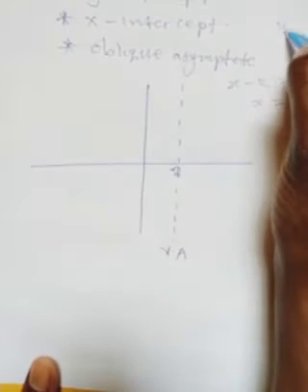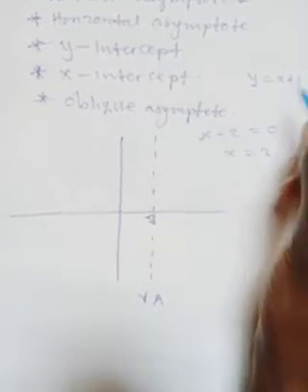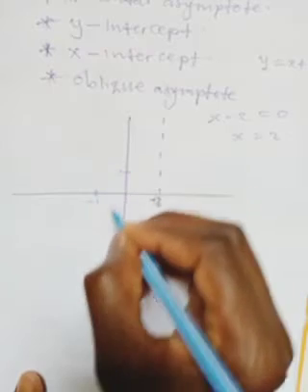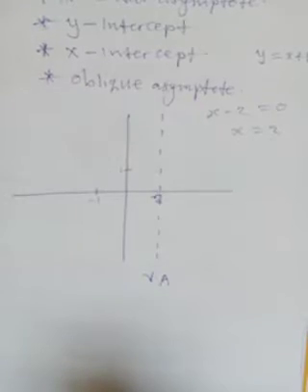If we have the oblique asymptote, suppose your oblique asymptote is y equal to x plus 1. And then you decide to draw it where there is 1, you come on negative 1. Do like this. You have to draw this one also with a dotted line.